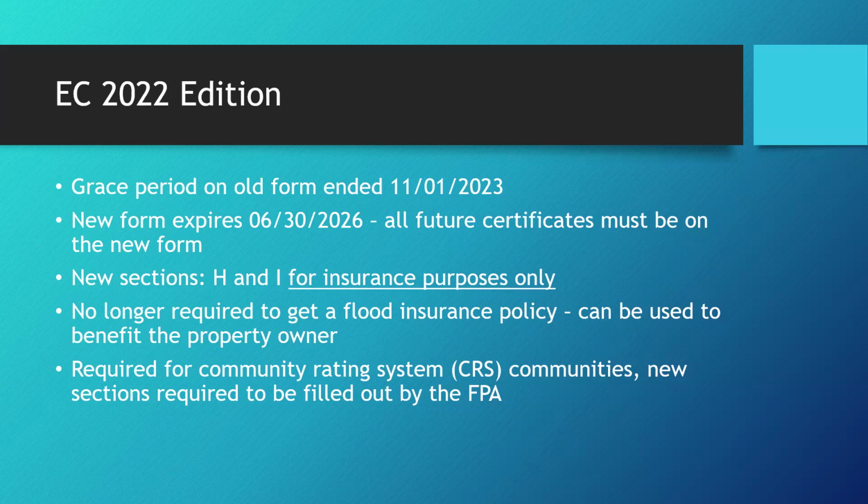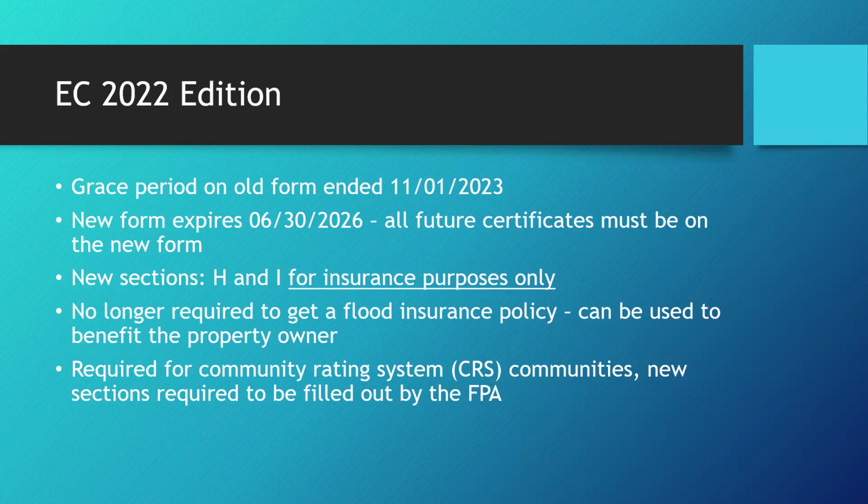And so after June 30th of 2026, all future certificates must be on the new form as soon as that gets released. And like I said, sometimes there's a grace period between when a form expires and when a new form is released. So as long as there's no new form, you can continue to use the current form. So you just have to be aware of that and constantly checking or sign up for updates or something like that.